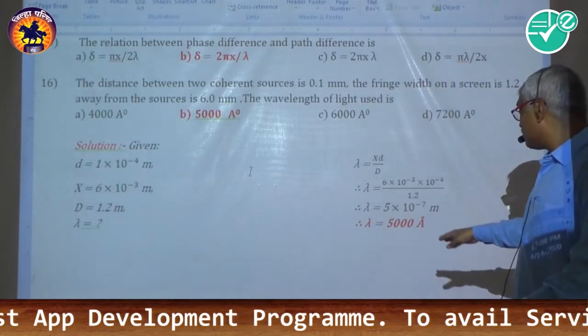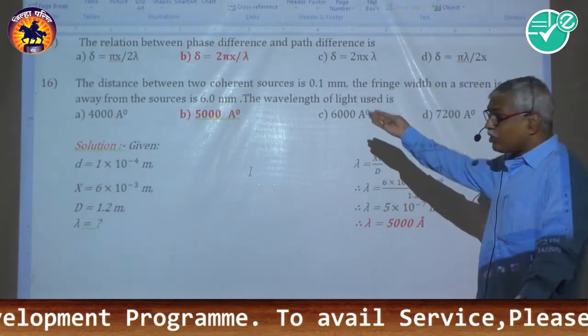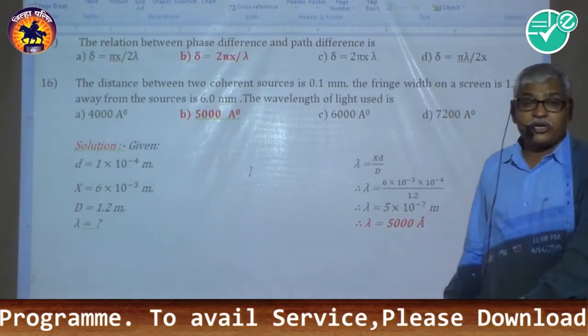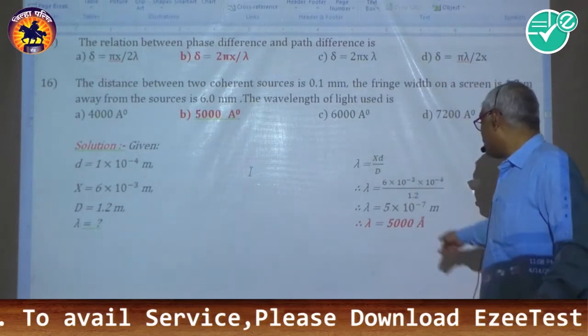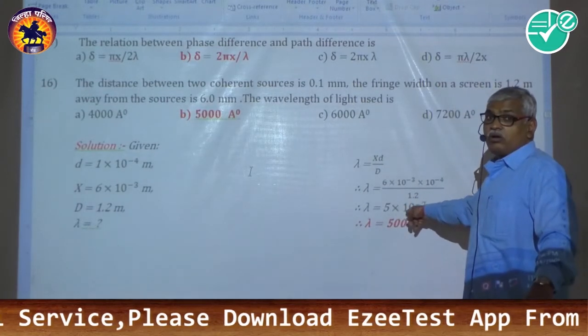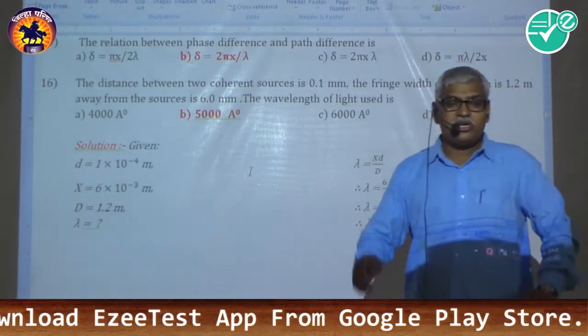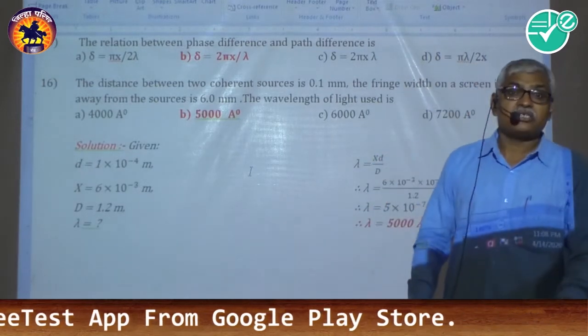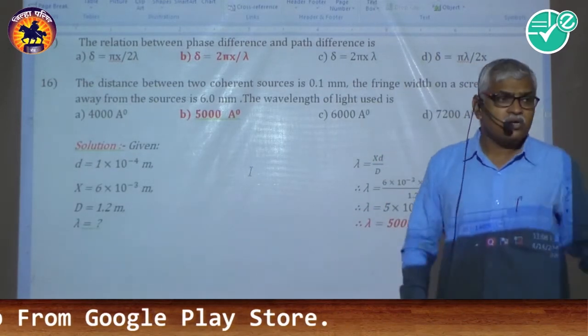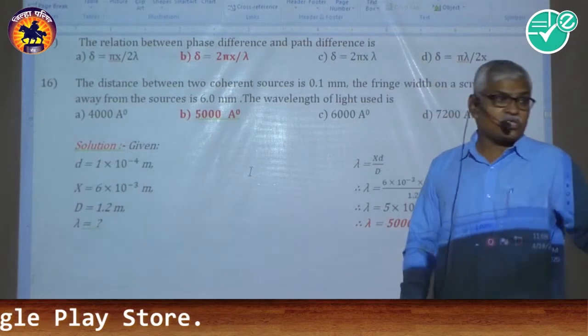Therefore, lambda is equal to 5000 angstrom unit, because the data is given in angstrom unit, not in meter. Therefore, we have to convert meters into angstrom unit. 1 angstrom unit is equal to 10 to the power minus 10 meters. This is the conversion. Question number 17.